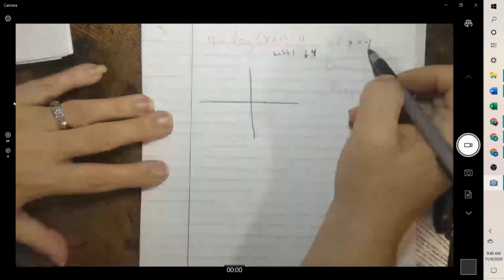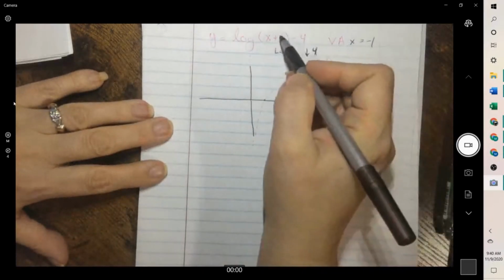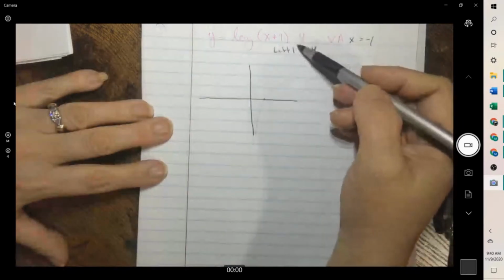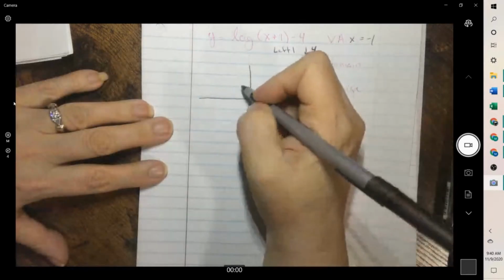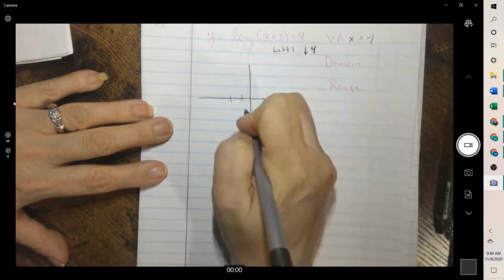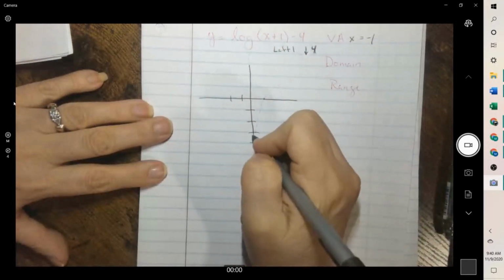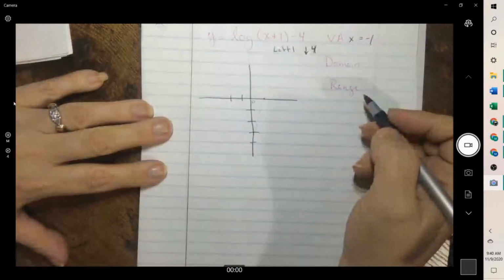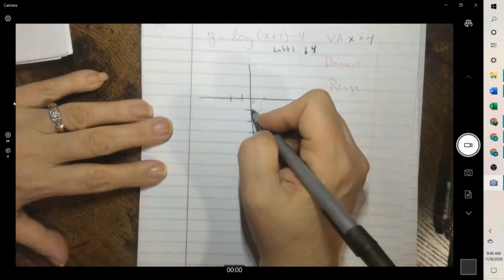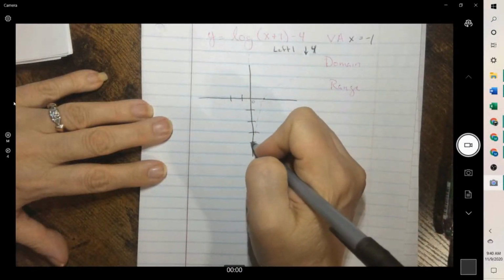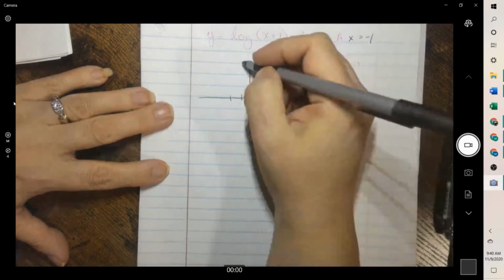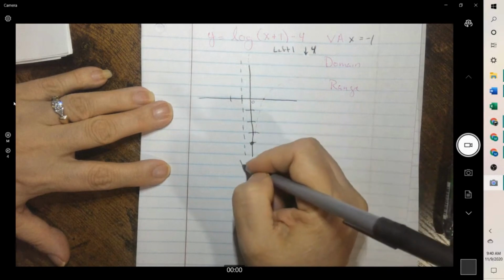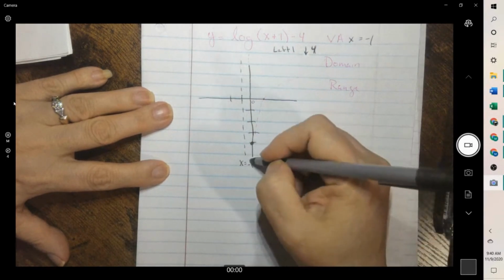So this is -1. When you have your vertical, it's what's inside here. When we do the horizontal with the exponential, it's out here. Left 1, down 4 over here. Our asymptote is at -1. And our graph.